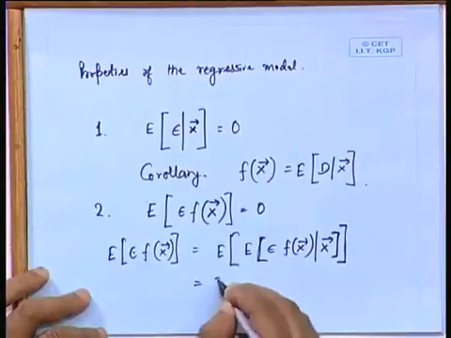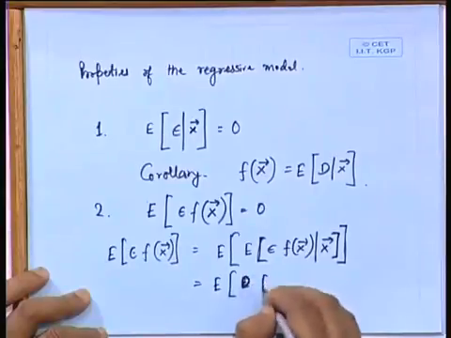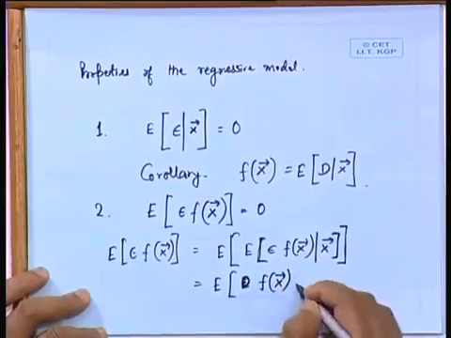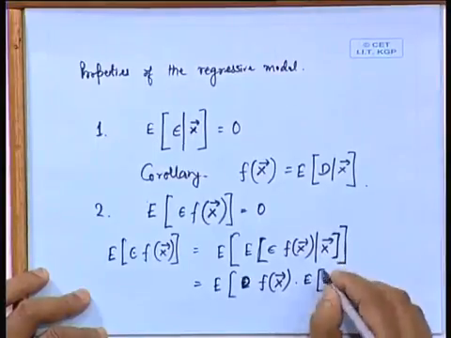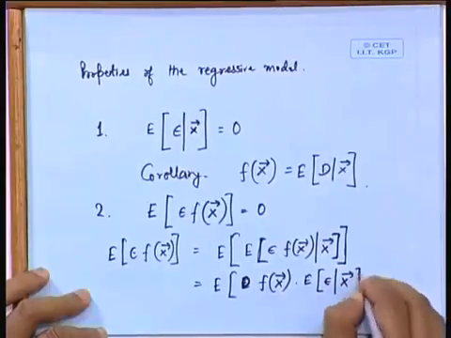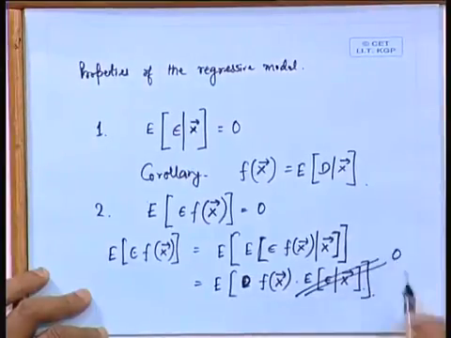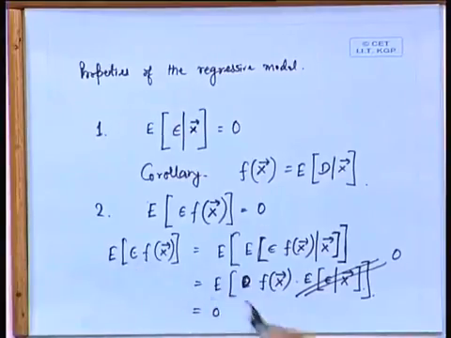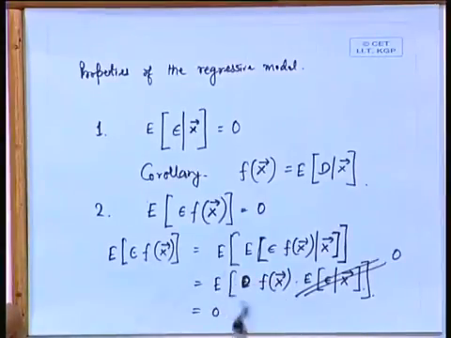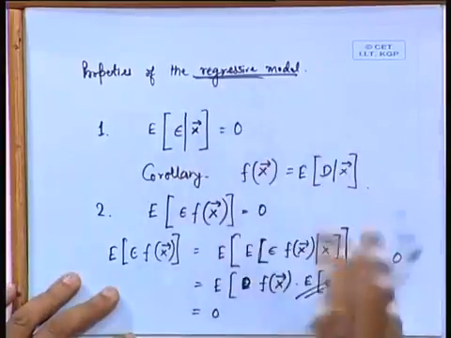So, what does this mean? f(x vector) goes out of the expectation operator, and on the inside we will have the expectation of epsilon given x vector. And this quantity we know is already equal to 0. So, this is equal to 0. So, the expectational error is uncorrelated with respect to the regression function f(x). This is the property of the regressive model.